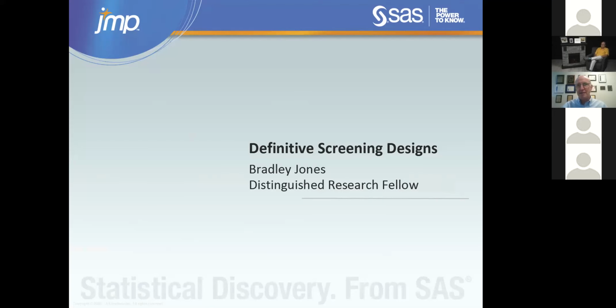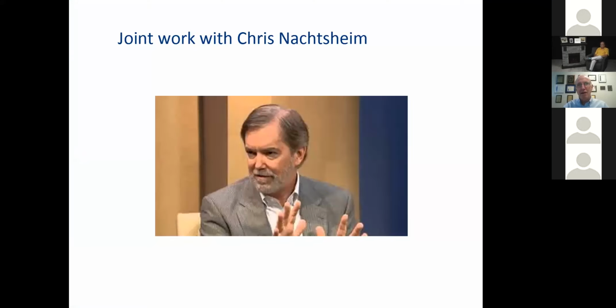Definitive screen designs is the topic of the day, and these designs were invented relatively recently. Back in 2011, they appeared in print in the Journal of Quality Technology with my friend and colleague, Chris Nachtsheim. At the time, we were working on a different paper that was a generalization of something called minimum aliasing.